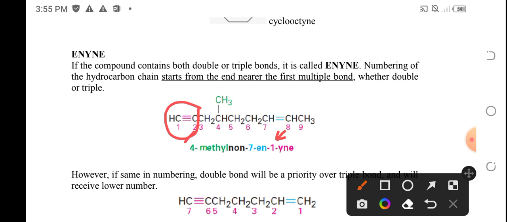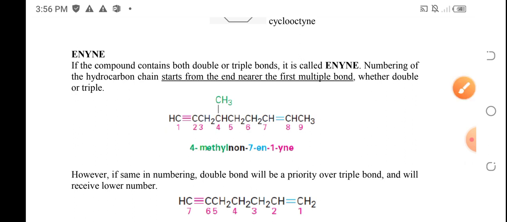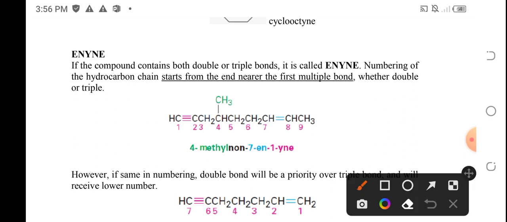Kasi nga, pag nilagay na natin yung 1, ibig sabihin yung susunod na number sa kanya, nandun yung triple bond. Okay, so the triple bond is between 1 and 2. Okay, and then the double bond is between 7 and 8. Okay, so the number of the parent chain is 9. Okay, nakikita natin dito sa counting. Palagi ha, kapag na-number kayo, pag mag-naming kayo, lagi niyong na-numberan yung parent chain.